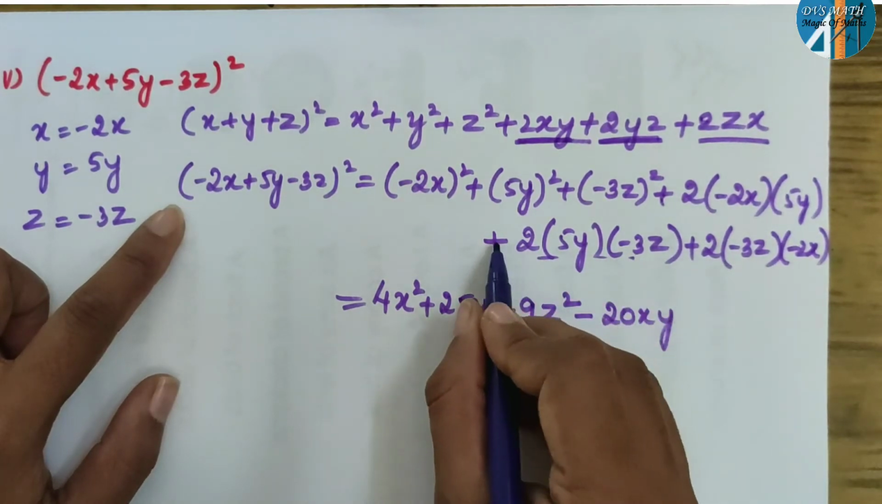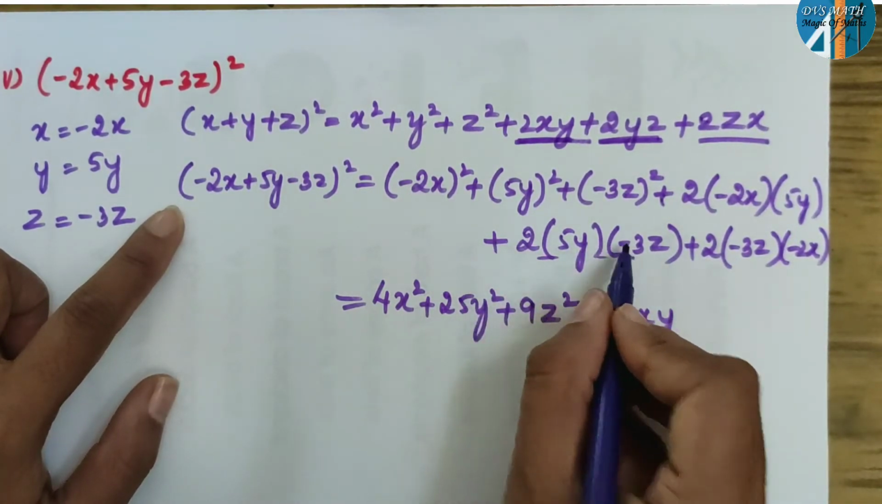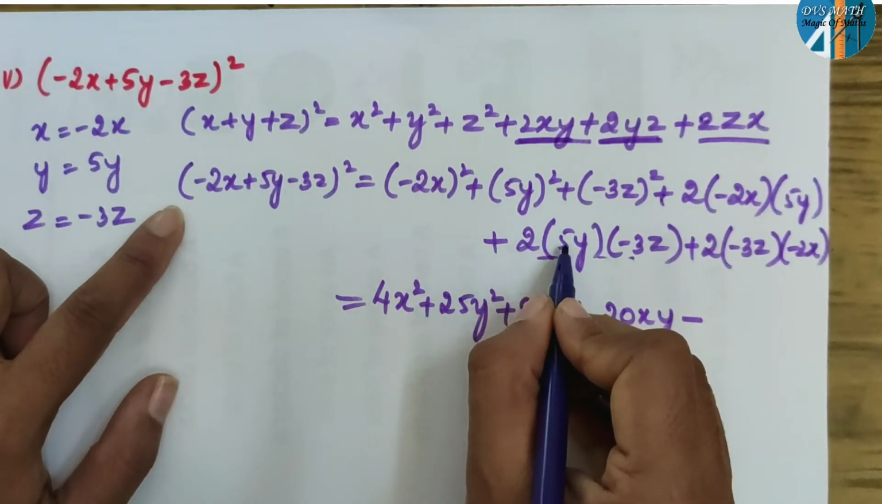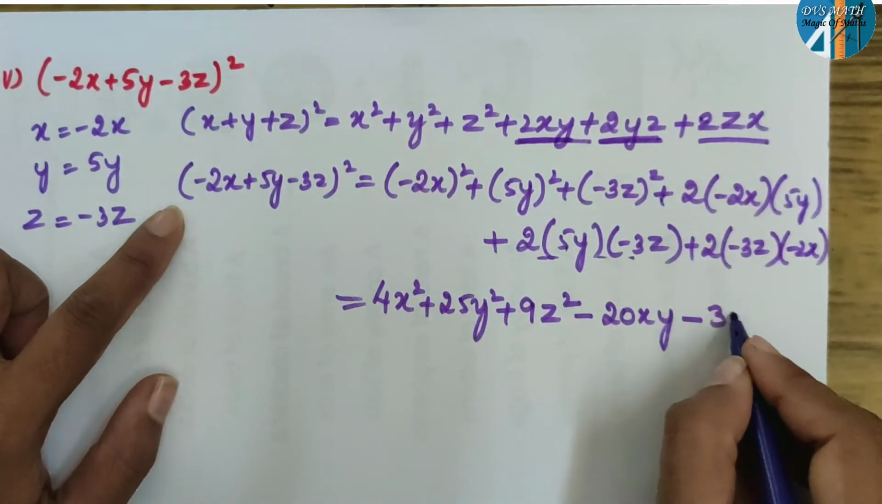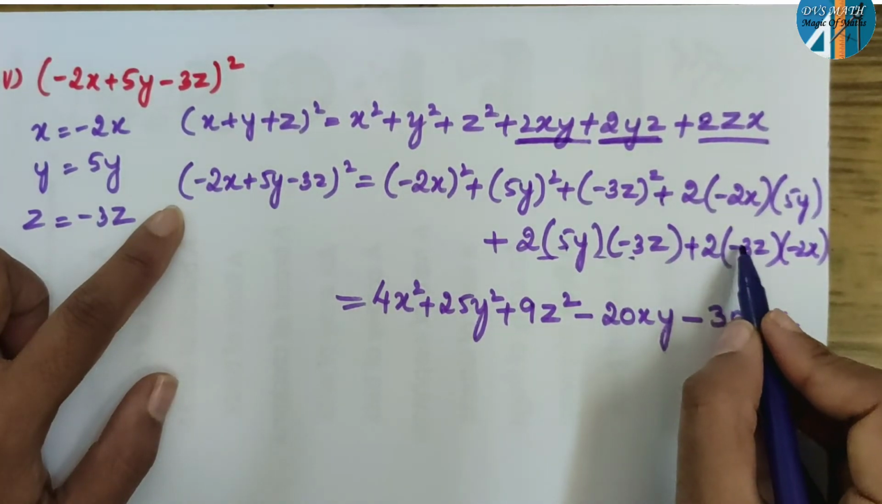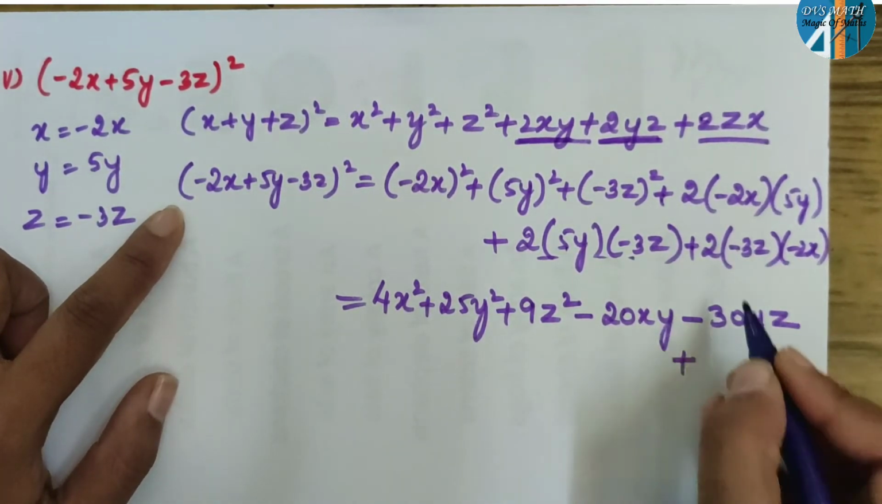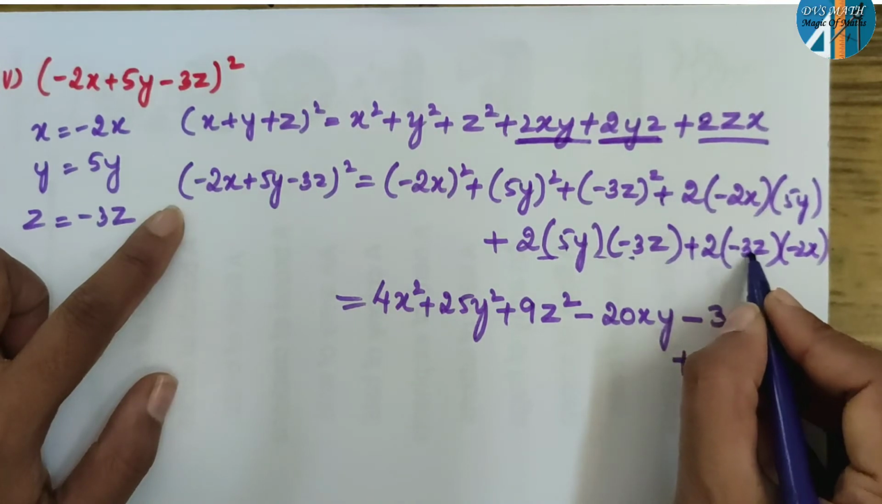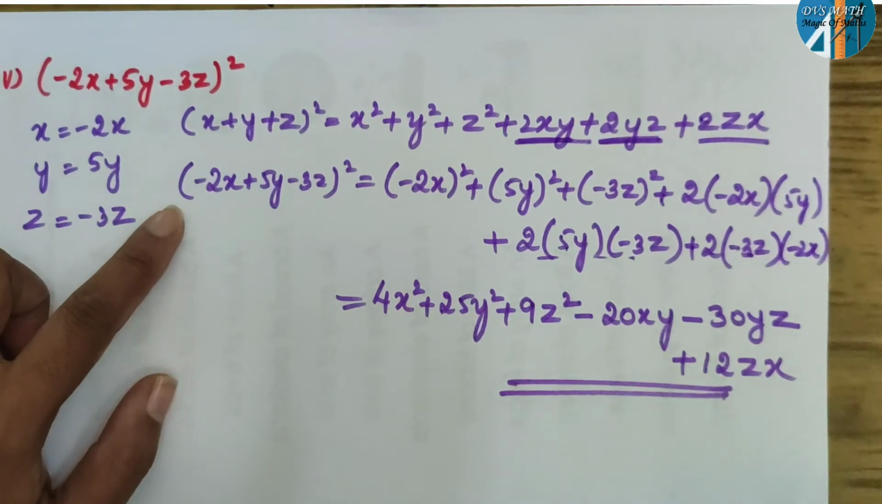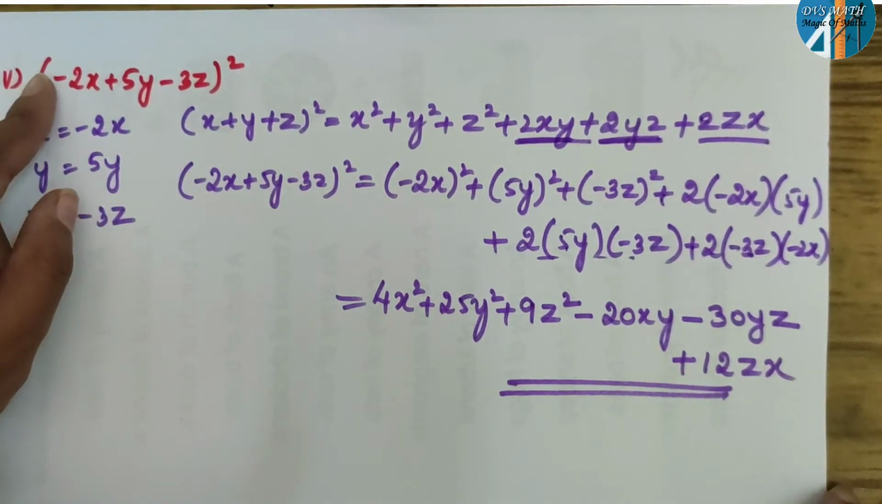Okay, now let's come to here. Here also we have only one minus, plus into minus, minus. 2 5s are, here observe, 2 5s are 10, 10 3s are 30, so 30yz. Then plus into minus, minus, minus into minus, plus we have. So 2 3s are 6, 6 2s are 12, 12zx. So this is the expansion form of the given question.